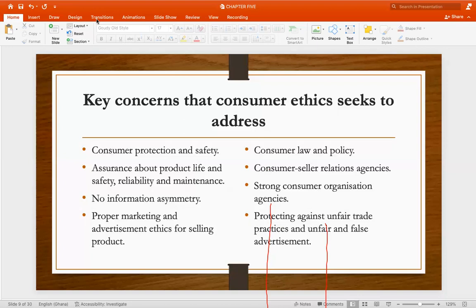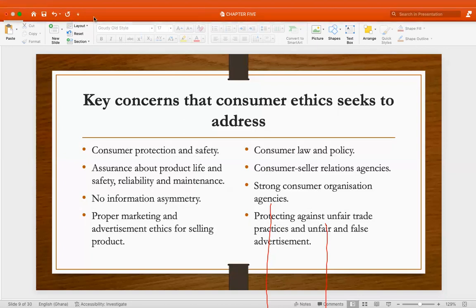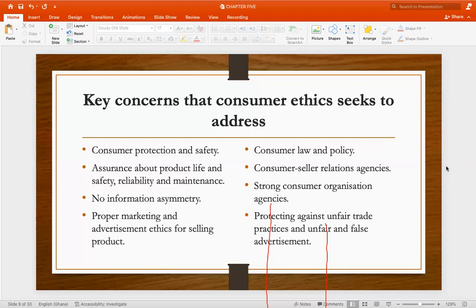between the manufacturer or the seller and the buyer. Okay. So other key concerns that consumer ethics seek to address are proper marketing and advertisement ethics for selling the products. It also addresses consumer law and policy, consumer-seller relations agencies, strong consumer organization agencies, protecting against unfair trade practices and unfair and false advertisement.